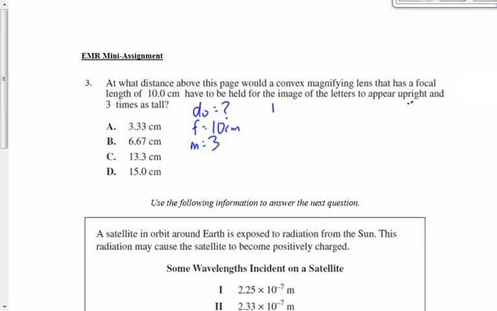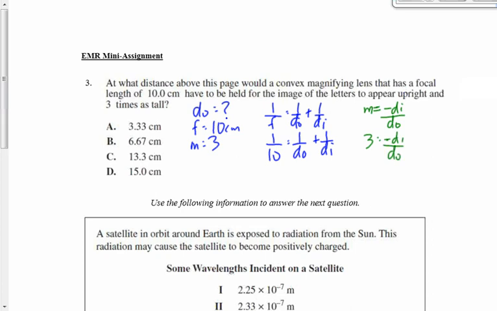Let's try 1 over F is equal to 1 over DO plus 1 over DI. Don't know if it's going to work. 1 over 10 equals 1 over DO. Don't know that. 1 over DI. Don't know that. Okay, that wasn't helpful. Let's try this. M is equal to HI over HO equals negative DI over DO. Let's get rid of the HI and the HO because they didn't appear anywhere in here. That's not going to be helpful. I know that. Negative DI over DO. 3 is equal to negative DI over DO. Uh-oh. I only have 2 equations, and I got 2 unknowns in both of them. But those 2 equations have the same 2 unknowns.